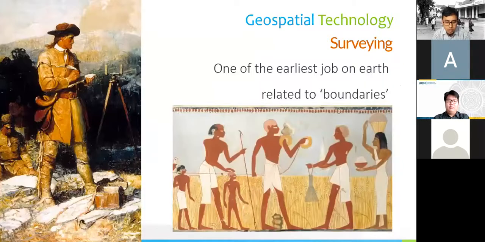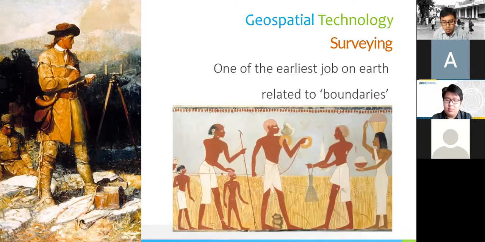Okay, so let me talk first, going back to the very beginning, about probably the oldest geospatial technology. I said here one of the earliest jobs on Earth related to boundaries. You might recognize the person on the left as the president of the United States, George Washington. He was also a surveyor. And on the bottom part, you can see some surveyors in ancient Egypt, where, as I said, this is one of the earliest jobs regarding boundaries.